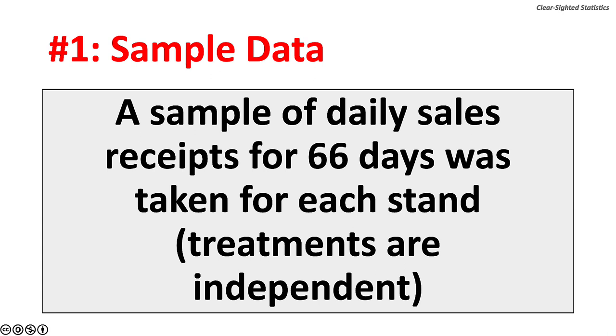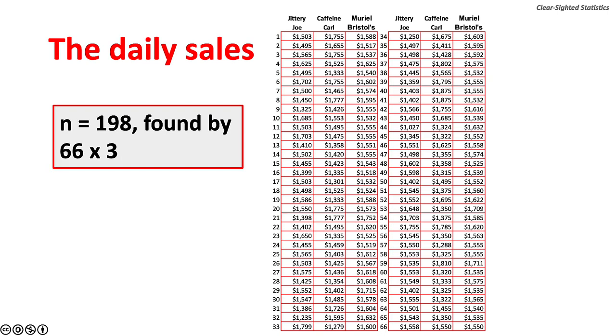A sample of daily sales receipts for 66 days were taken for each stand. These stands are the treatments, and they are independent. Total sample size is 198, which should be sufficient to achieve 80% statistical power, given the a priori calculation was for a total of 159 observations. This assumption is premised on the proposition that the estimate of Cohen's F is not too far off.